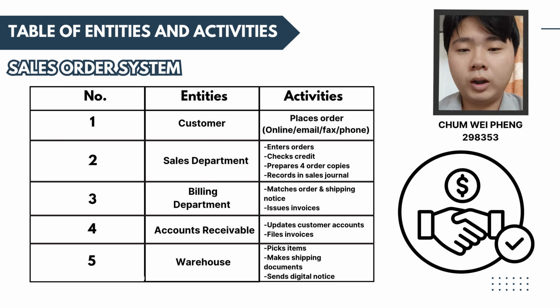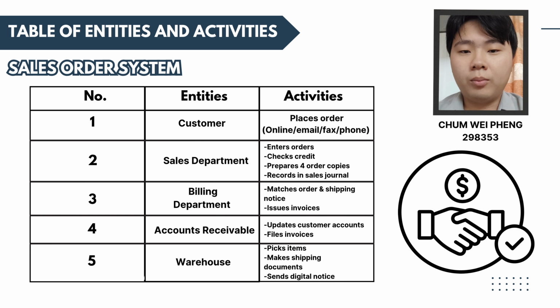Good day. Now I will explain the tables of entities and activities for the sales order system. The Sinto Agro Berhad sales order system starts with the customer placing an order, and then the sales department enters it and does the credit check. After that, the warehouse department picks items, prepares shipping, and sends a digital shipping notice.